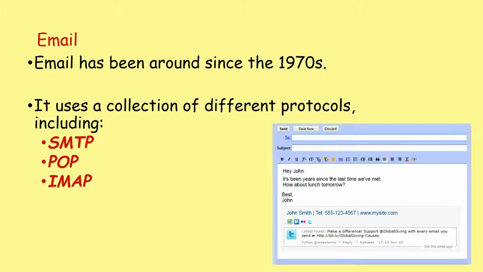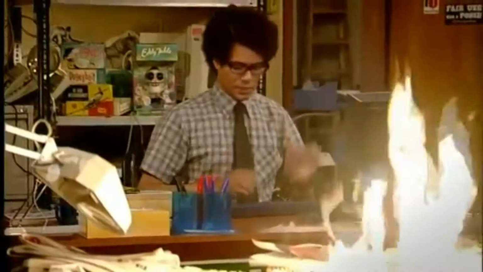Email is an application that's been around for a long time, since the 1970s. In fact, it was the original killer app to get people to network their computers together.